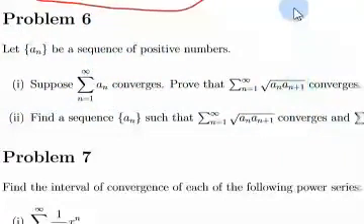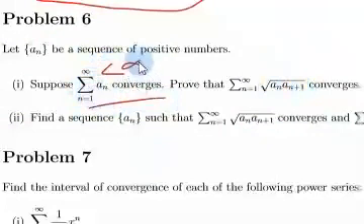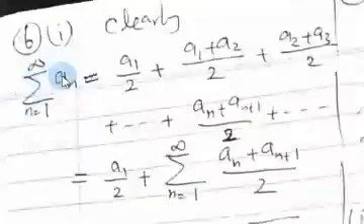So let's try to show this one. You know that the series of a_n is convergent, that means the sum of this infinite series is finite. So if you rearrange these terms, let's rearrange those terms. This is your series here.